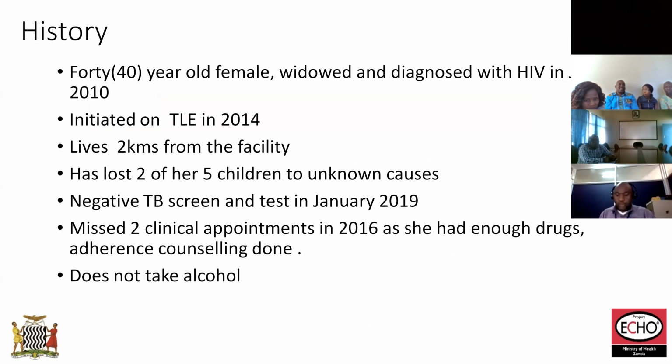Okay, so we have a female client, 40 years old, and this client is a widow. She was diagnosed HIV positive in 2010. So she started ART 4 years after she was tested HIV positive. That was in 2014. And the first line regimen that she was put on was TLE. Now, this is a client who lives just 2 kilometers from the facility. And this client lost 2 of her 5 children due to unknown causes.